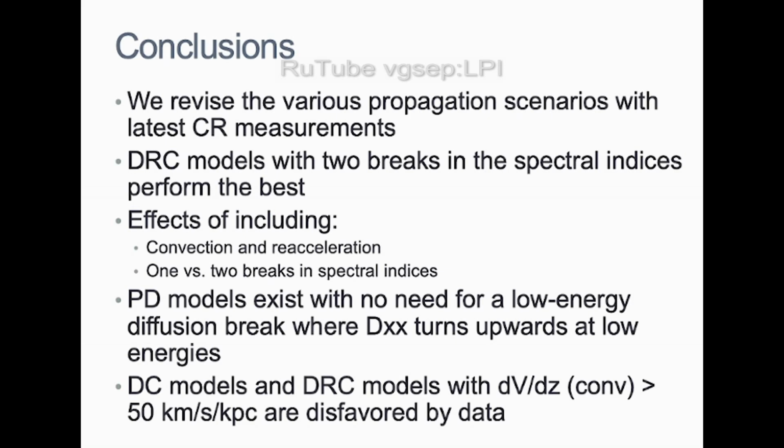We demonstrate that PD models exist with no need for a low energy diffusion break where the diffusion coefficient turns upwards. And we show that DC models and DRC models with strong convection with VDZ greater than 50 kilometers per second are both disfavored by cosmic ray data.